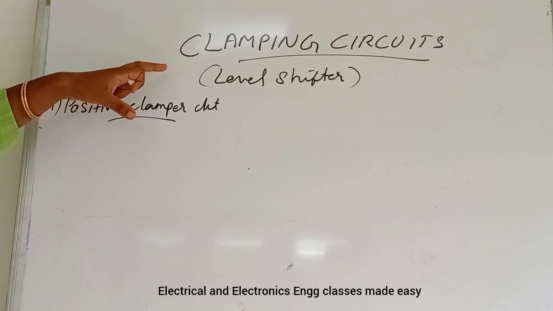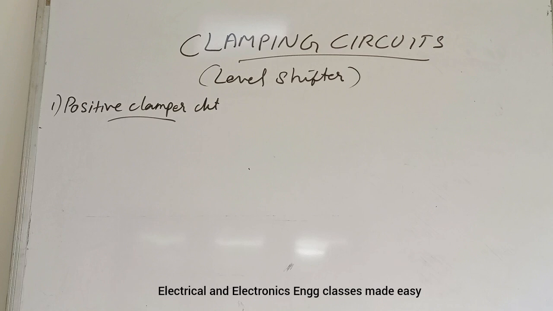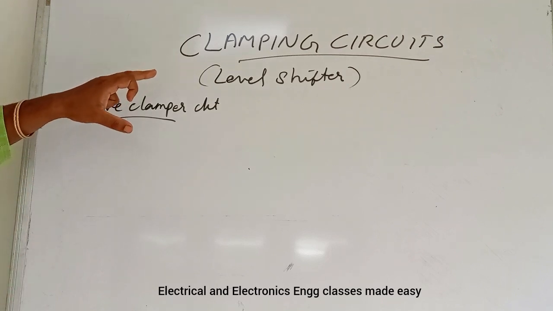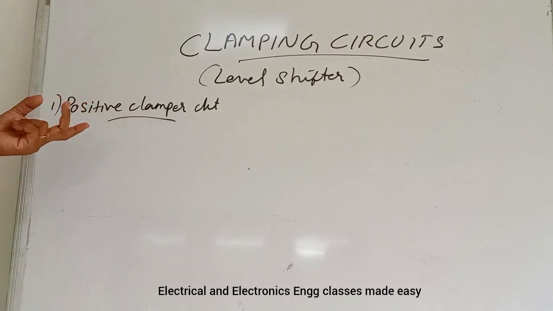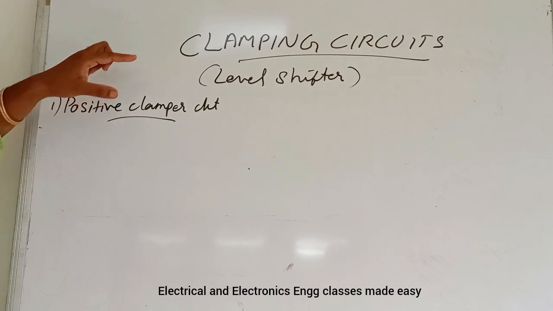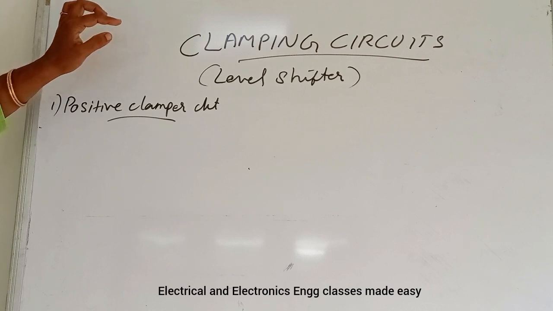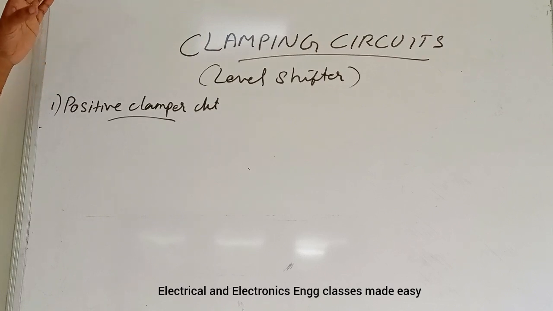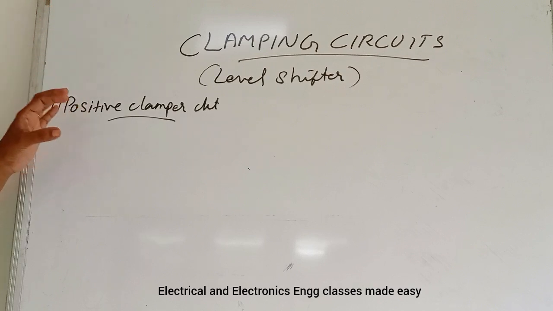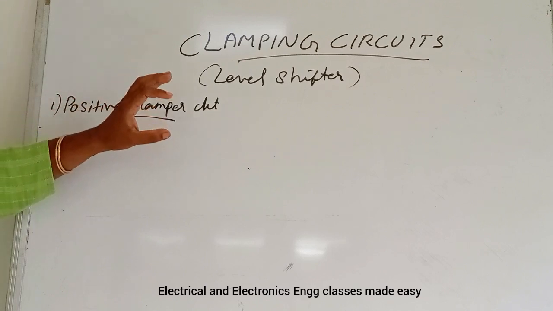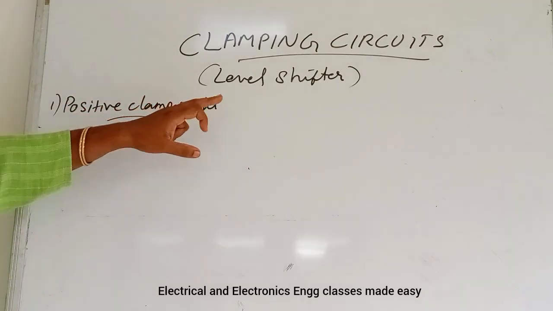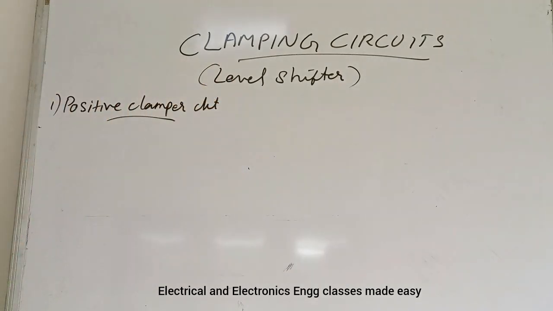Today's class is about clamping circuits. Clamping circuits are also applications of diodes. A clamping circuit is a circuit which is used to add or subtract a DC voltage to a given waveform without changing the shape of the waveform. As the DC level gets shifted, it is also called a level shifter.